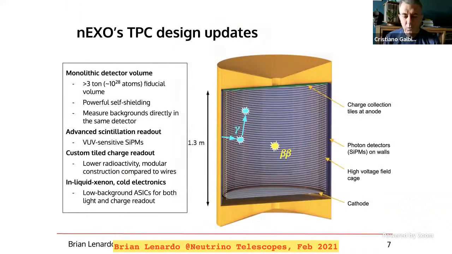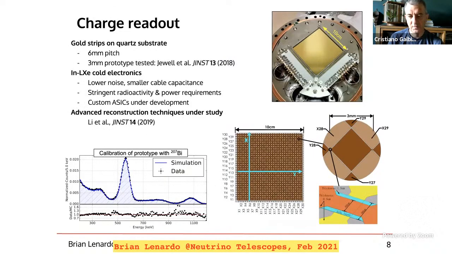So I will turn now to give you a very short overview of two experiments that are using the same TPC technology for neutrinoless double beta decay. The first one is the nEXO detector. nEXO is a time projection chamber utilizing xenon and also silicon PMs, with a very interesting scheme of strips plated on a quartz substrate for the charge readout, and very innovative liquid xenon cold electronics.